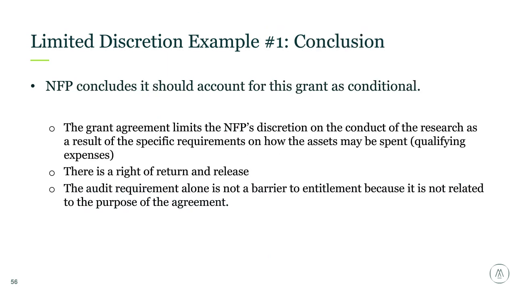So in this case, this grant would be conditional. That is because the grant agreement limits the nonprofit's discretion on the conduct of the research as a result of the specific requirements on how the assets may be spent. It's because of those qualifying expenses and looking at your procurement protocol that limits that discretion. And therefore, this would be considered conditional, and because there is a right of return, it does meet both of those.